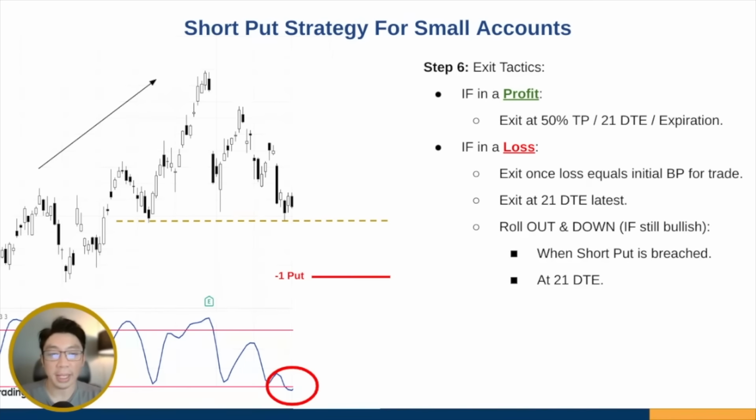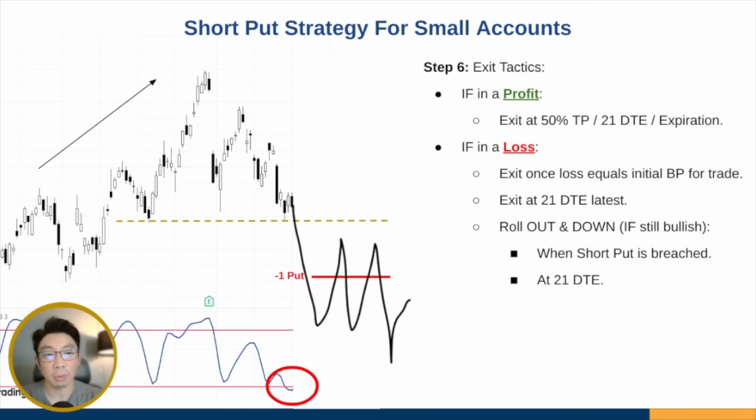Now, the second way is at 21 DTE. So that means you don't care what the market is doing, right? As long as the market does not reach the initial buying power for the trade, that means the max loss cutoff point, if it doesn't reach there, you just wait until it's 21 DTE and see where the market is, right? Let's say if the market is somewhere here, then this is where you try and roll it again. So you roll up and down.